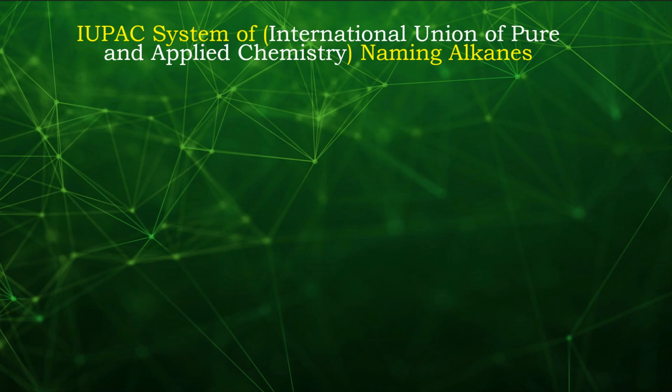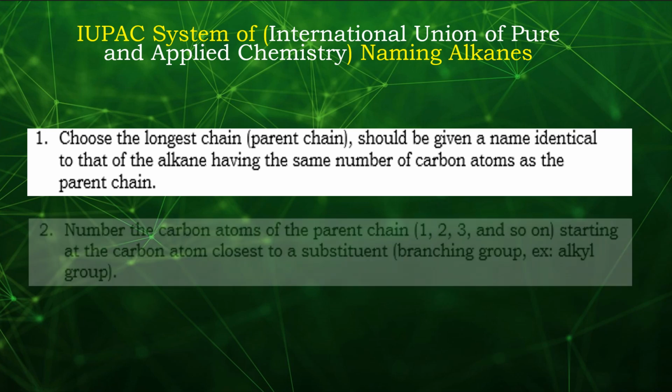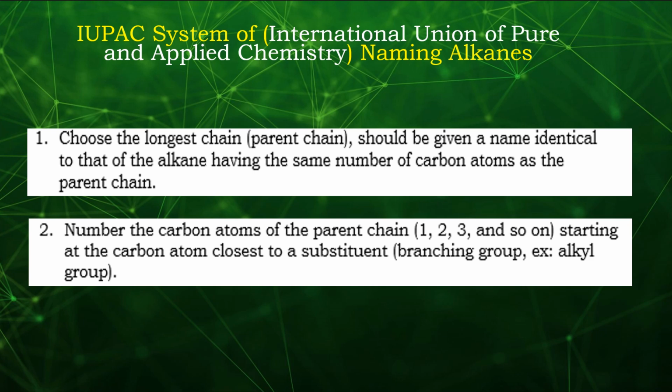So the IUPAC, or the International Union of Pure and Applied Chemistry, came up with different rules in naming alkanes. So these are the rules. The first one is you need to choose the longest chain, the so-called parent chain, and it should be given a name identical to that of the alkane having the same number of carbon atoms as the parent chain. The second one is you number the carbon atoms of the parent chain, starting at the carbon atom closest to a substituent.